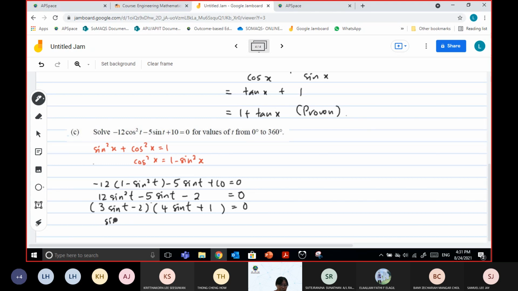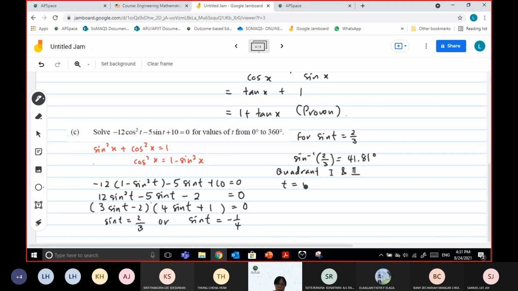Okay, then sine t equals 2 over 3 or sine t equals negative 1 over 4. Okay, so now for sine t equals 2 over 3, find the arc sine of 2 over 3. Okay, what is the arc sine of 2 over 3? 41.81. Okay, 41.81. And which quadrant is positive for sine? First and second. Okay, yeah. Quadrant 1 and 2, first and second.